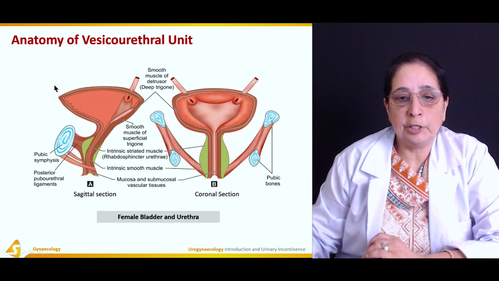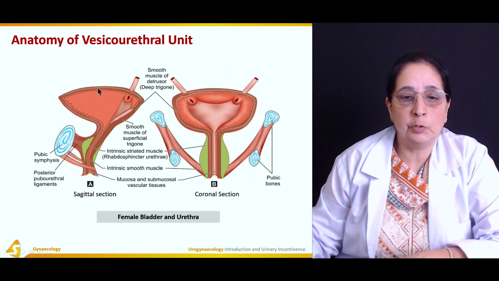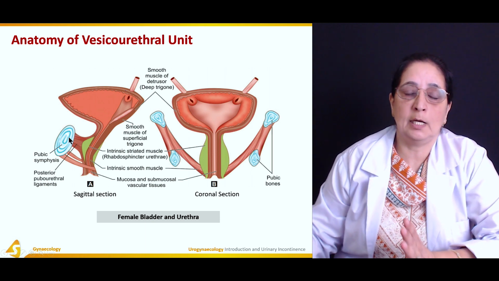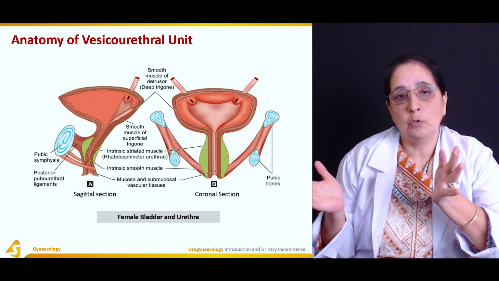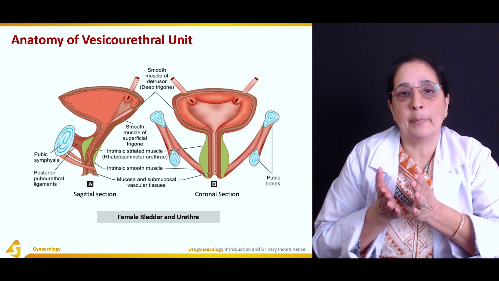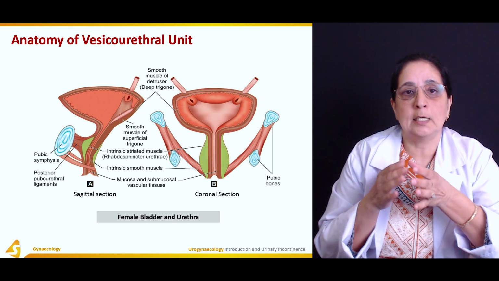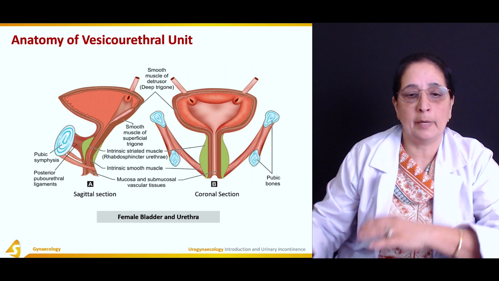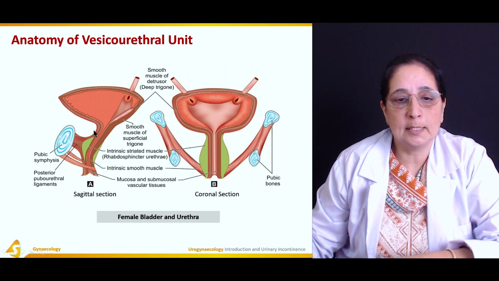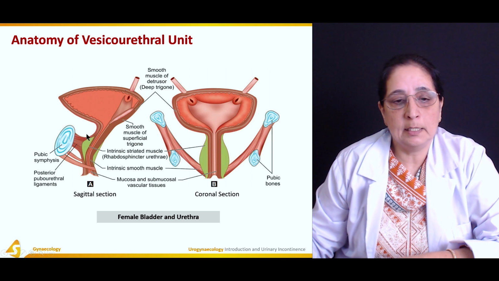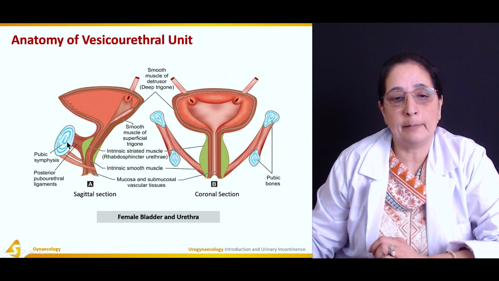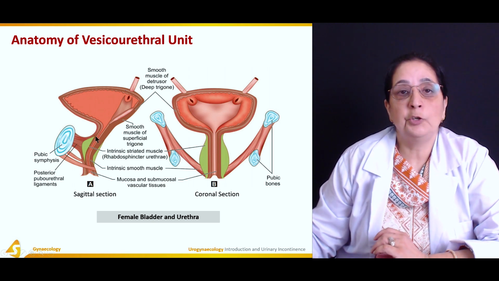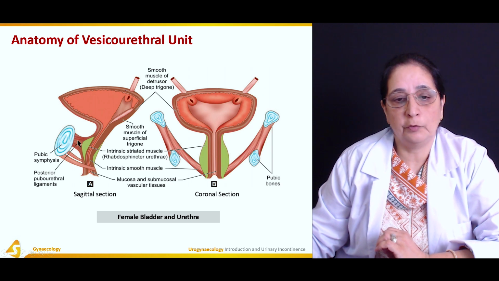If we see the sagittal section of the vesicourethral unit, here is the pubic symphysis. The pubic symphysis is the anatomical portion where the two pubic bones of the two hip sides come and combine together at the front. And then this is the pubourethral ligament, which attaches the pubic bone to the urethra.